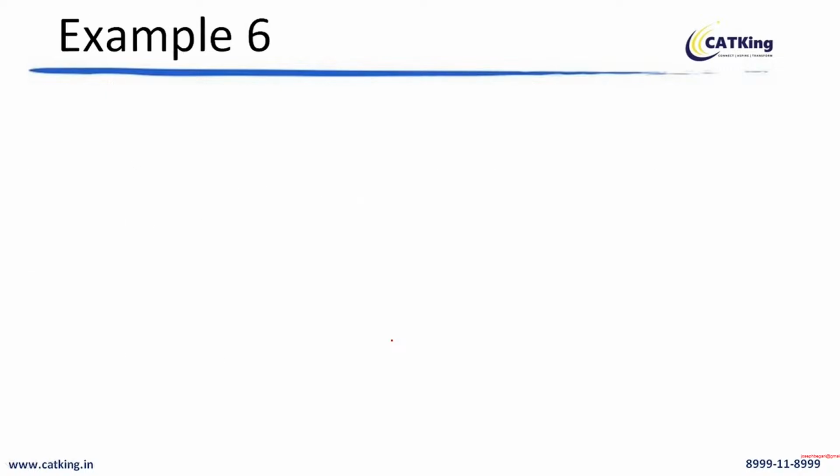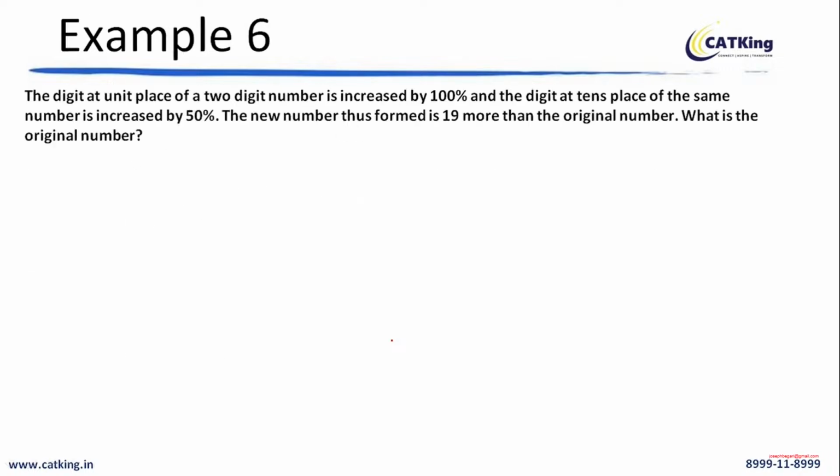Okay, let's move on. So the digit at, okay, this is a very important question. Please pay attention right now. The digit at the units place of a two-digit number is increased by 100%, and the digit at the tens place of the same number is increased by 50%. The new number thus formed is 19 more than the original number. What is the original number?